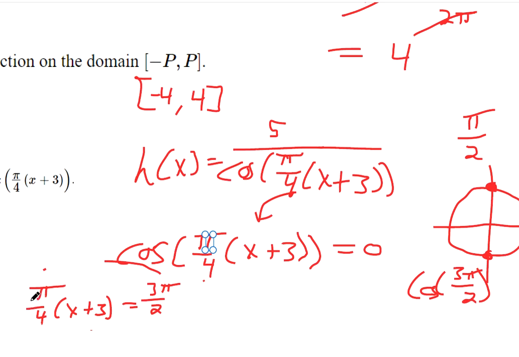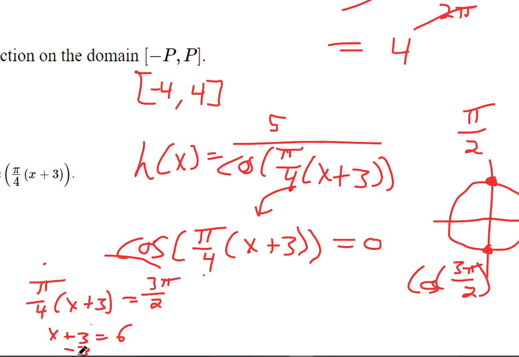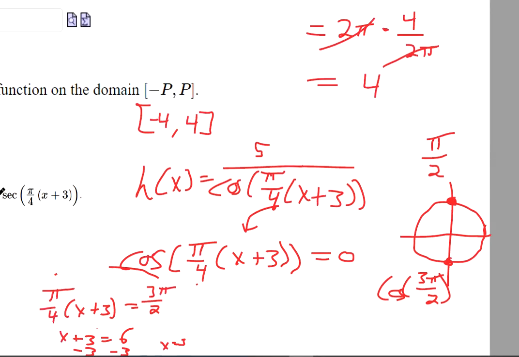Do the same thing, multiply both sides by the reciprocal, by 4 over pi. That would cancel out this pi over 4 here. And when you multiply this by 4 over pi, the pi's would cross cancel. You should get 6. Okay, and then if you subtract 3 from both sides, you get x equals 3. So that's another asymptote.